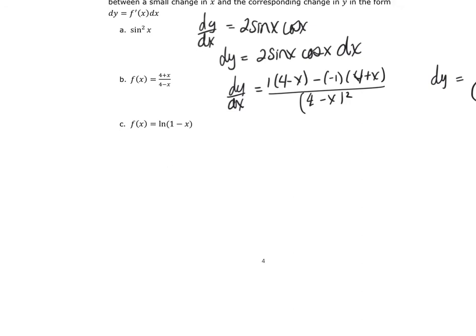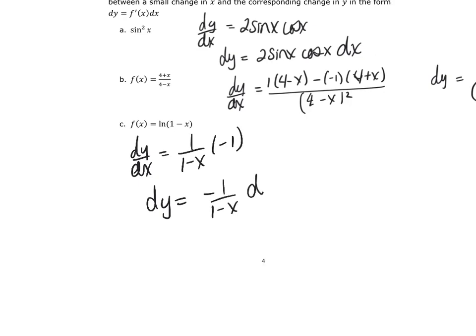Okay, last one, and then we're going to talk about the next section. Normally I would write again dy/dx is equal to 1 over 1 minus x multiplied by negative 1. So my answer is dy is equal to negative 1 over 1 minus x dx. Again, if you don't write dx next to it and you're being marked wrong, it's probably because you forgot to write dx next to it. So be aware of those on this homework.